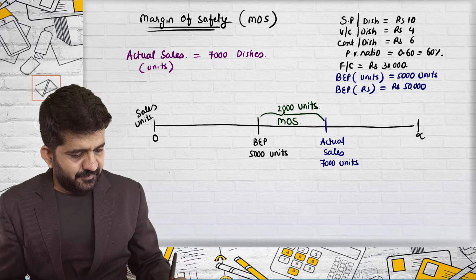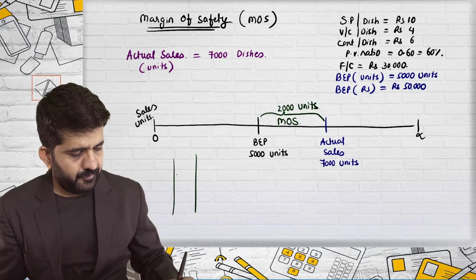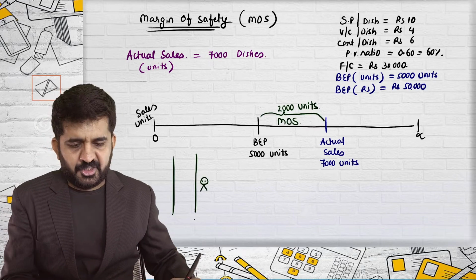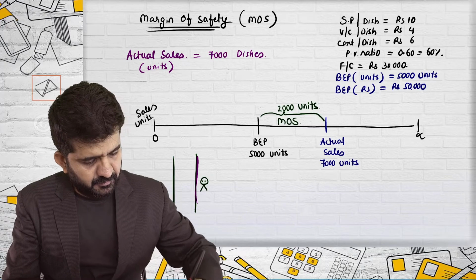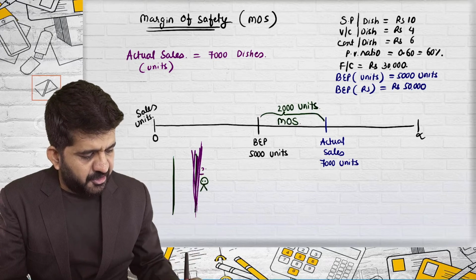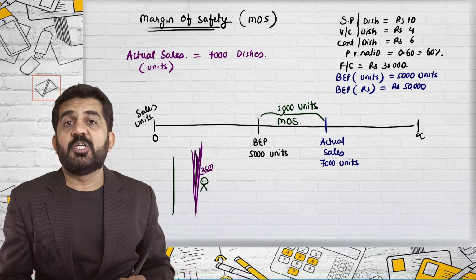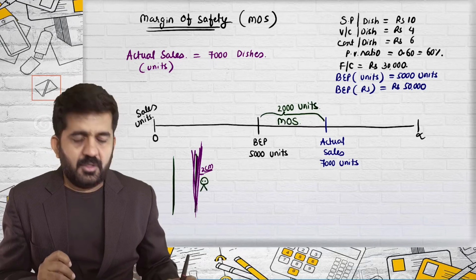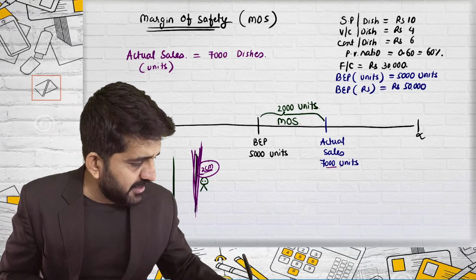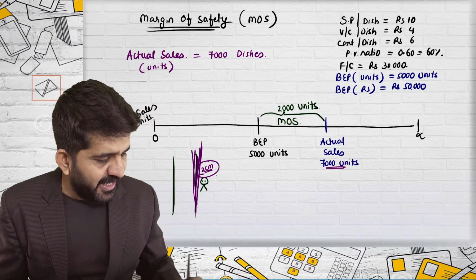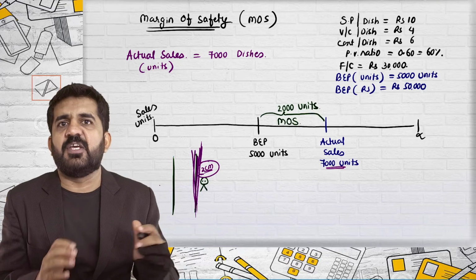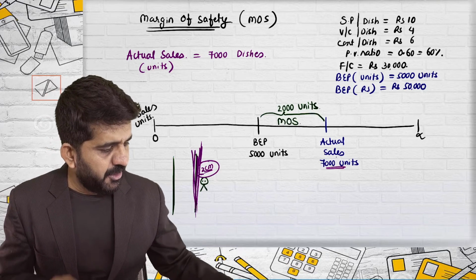See, it is like this. This is the road. I am walking over here. There is a truck passing from here. The distance between me and the truck is 2 centimeters. What is the loss? Accident. What is the margin of safety? 2 centimeters. That's all. Where I am right now is 7,000 units. When will I have an accident? If I go below 5,000 units, that is my loss. So the margin of safety is 2,000 units, between break-even point in units and actual sales.